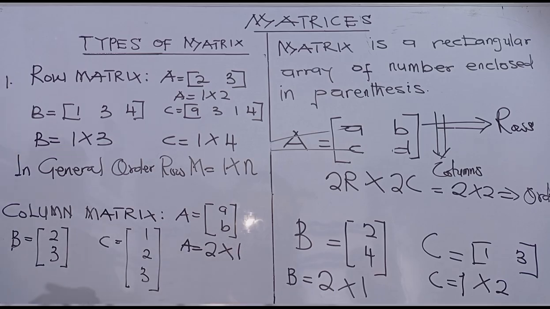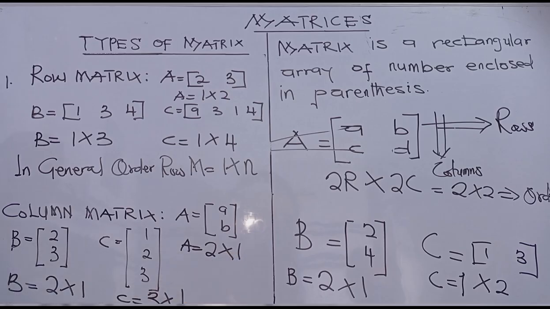Let's look at the order of matrix C. We have how many rows? 1, 2, 3. So we have 3 rows. And how many columns? 1 column. Let's look at matrix B. We have how many rows? We have 2 rows and 1 column.